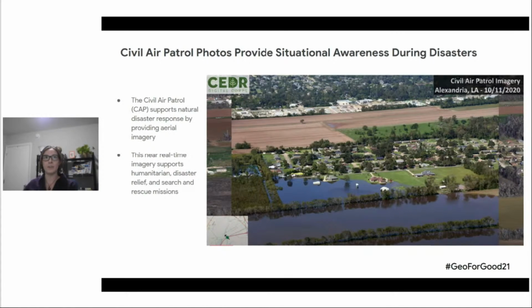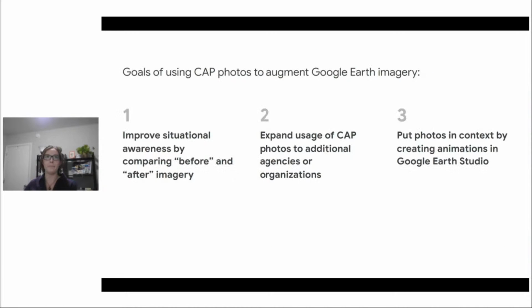This image shows a photo of Alexandria, Louisiana, after Hurricane Delta last year. We brought the images into Google Earth Studio, so you can see the Google Earth imagery behind the CAP photo, and you can notice how the field that you can see in the background turns into a pond in the photo. So you immediately see the difference before and after the storm.